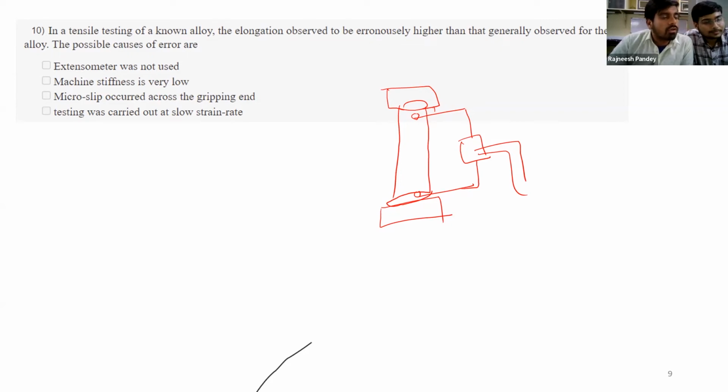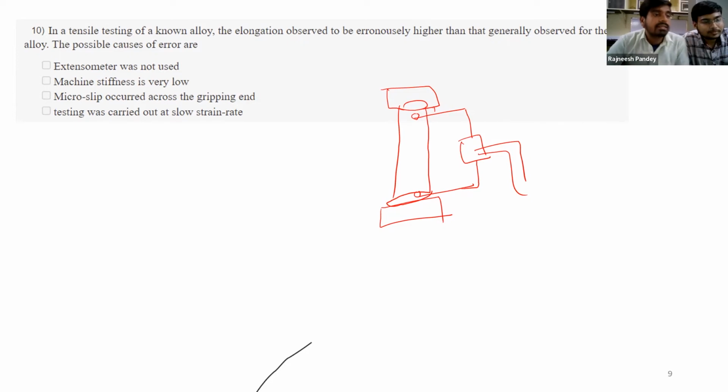Okay. So micro slip may also be the reason, because if you do not grip the tensile specimen properly at the crosshead ends, it is definitely going to give some kind of elongation there, and that is going to add up to your results, finally the output elongation. So that's why we will end up with some wrong values. So this option is also correct.